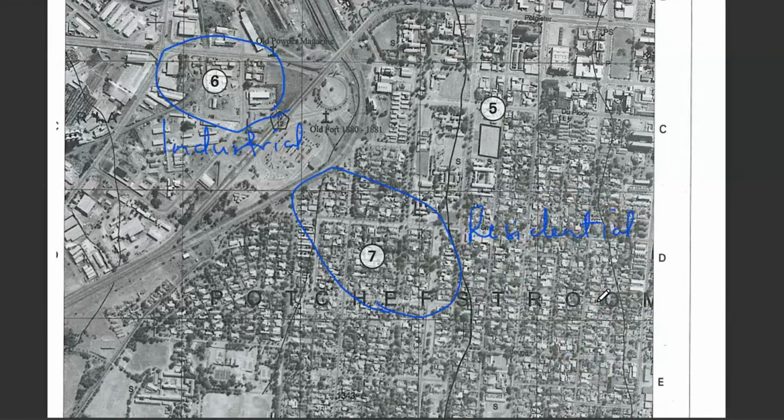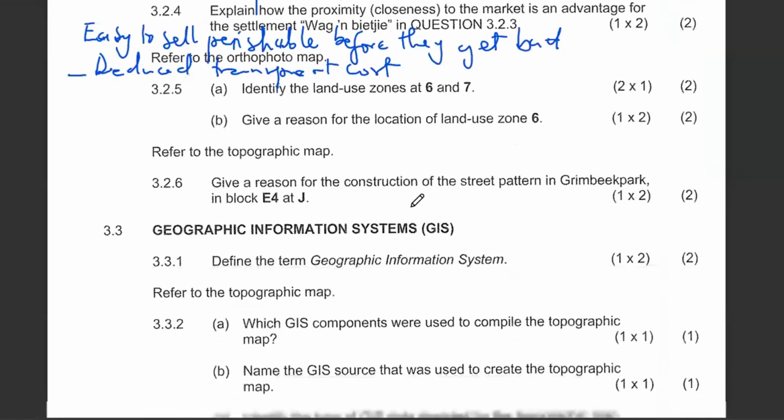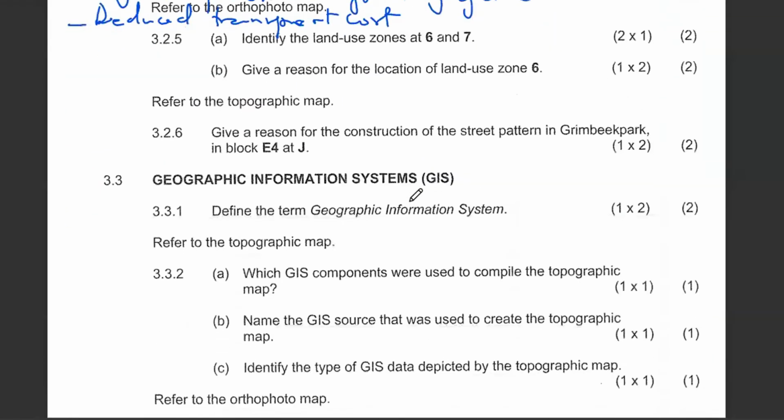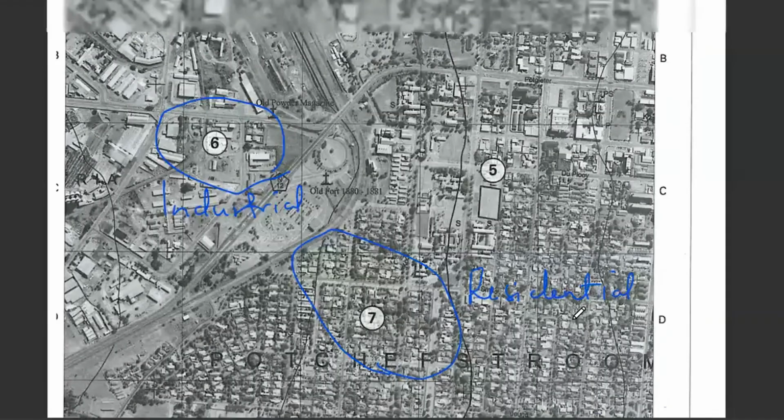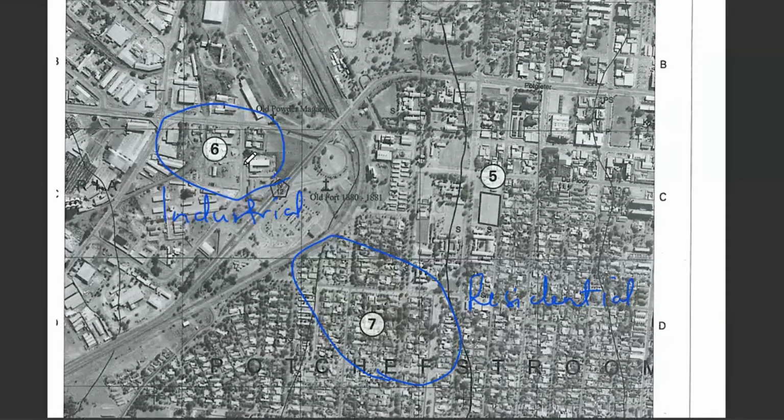All right, then the next question, it says, give a reason for the location of land use zone 6. Give a reason for the location. Right, we go to the map and try to find out the reason. Why do we have industries located here?